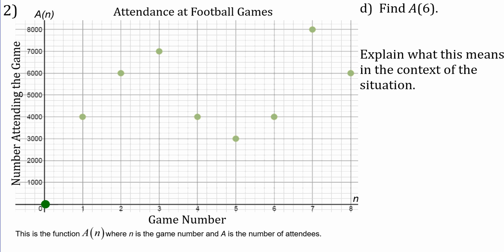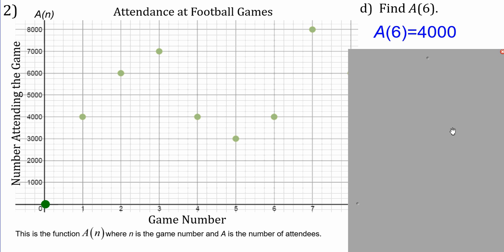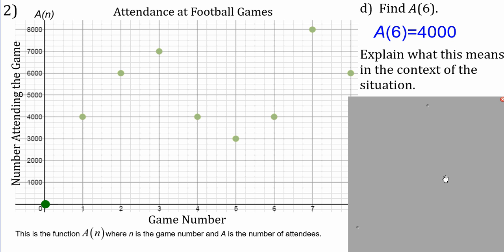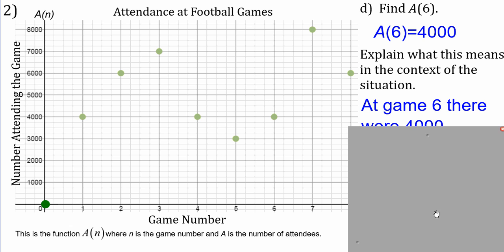Find A of 6. What is this telling us? 6 represents the input for our function. So if I look to 6, what do we get out? 4,000. So A of 6 is equal to 4,000. Its meaning, Game 6 had 4,000 attendees.